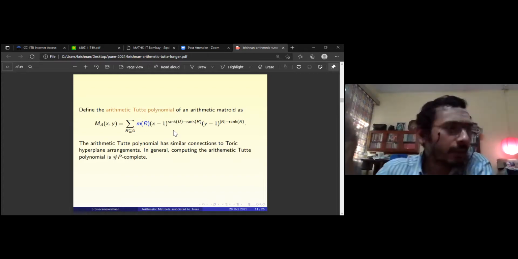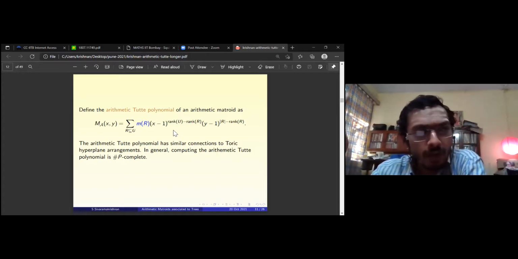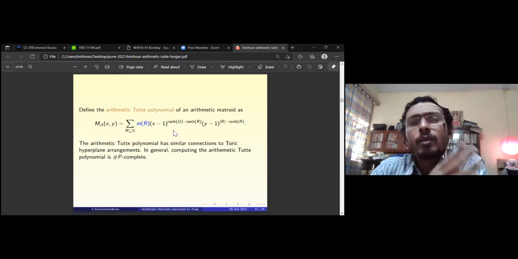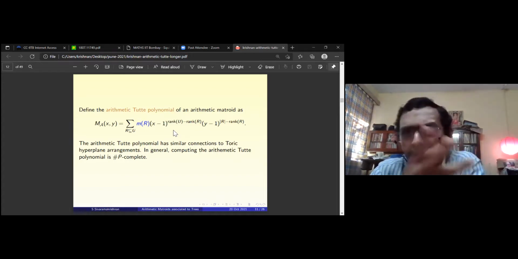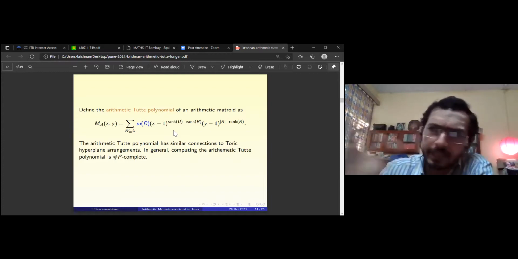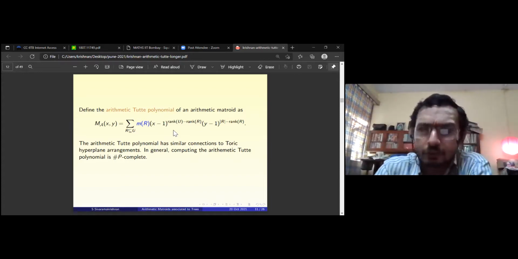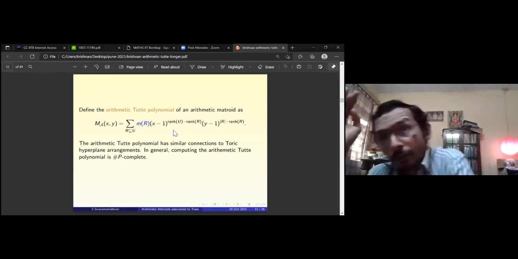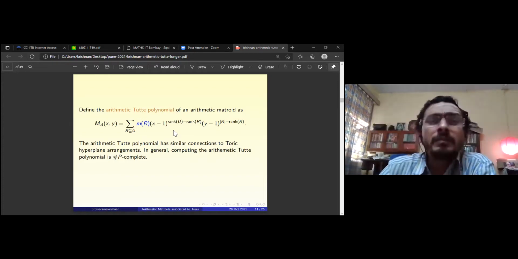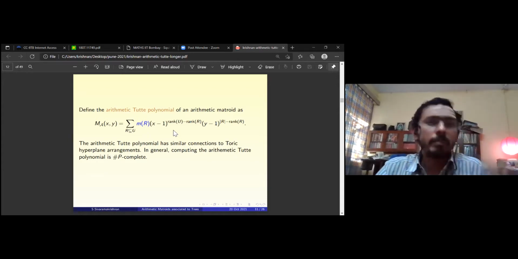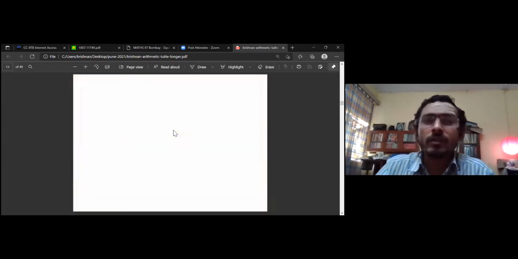And that again finds use, just like Tutte polynomials were related to hyperplane arrangements. This arithmetic Tutte polynomial is related to toric hyperplane arrangements. Exactly, the theory is kind of parallel, so if you study one, you can study the other. It's easier to study because you have a handle for what matroids can do. Okay, so this is roughly the basics of matroid theory that I want to give.